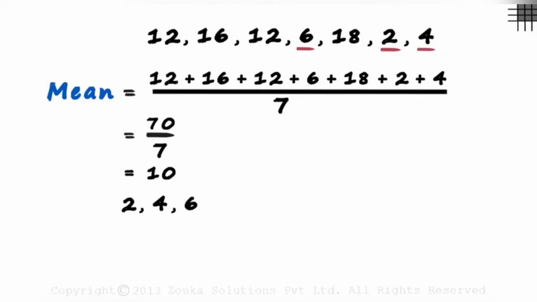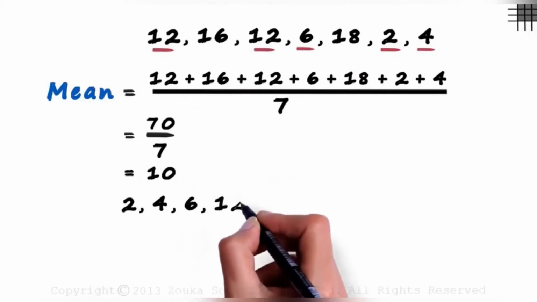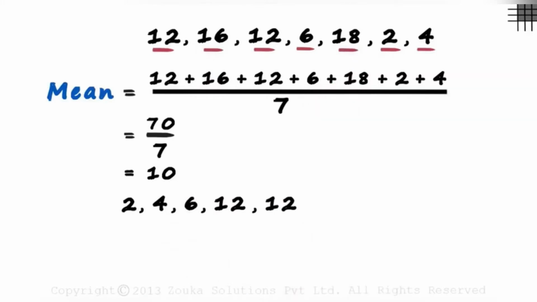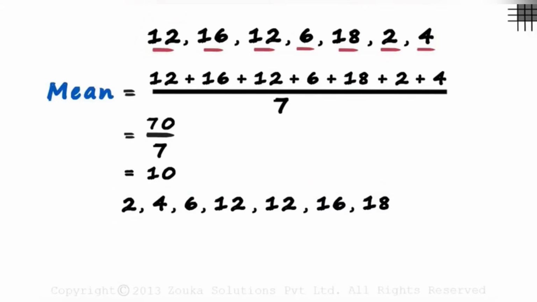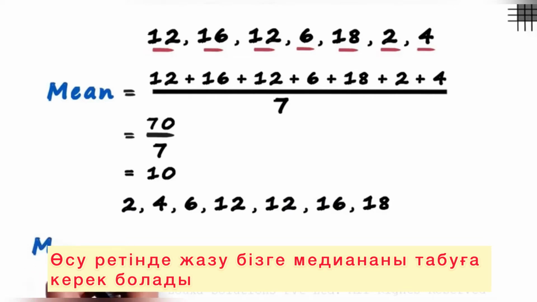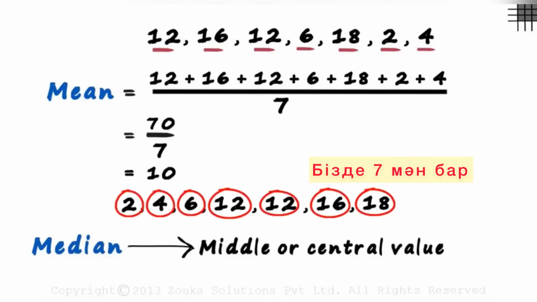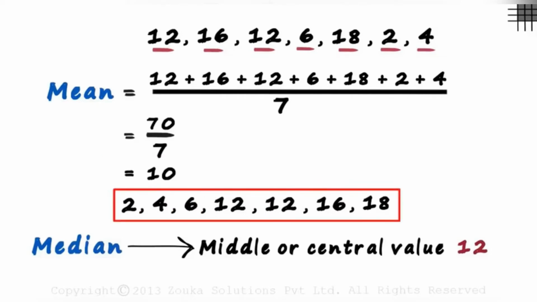The next highest number after 6 is 12, and it occurs twice. So we write 12 and 12 here. Then 16, then 18. We write 16 and 18, and that completes our list. Make sure you have covered all values. Arranging it in an ascending order gives us something called the median. The median is the middle value of the list when it's arranged in ascending order. There are 7 values we have here, and we can see that 12 is the middle value. So the median of this set of values is 12.